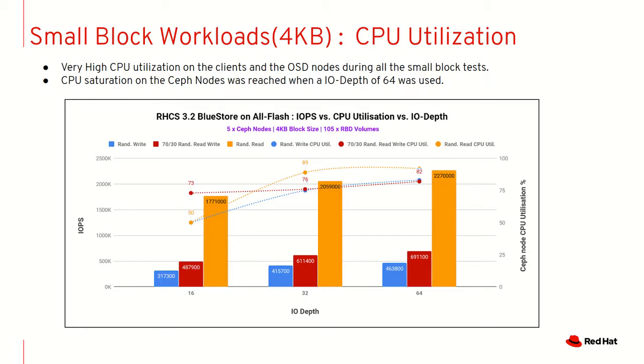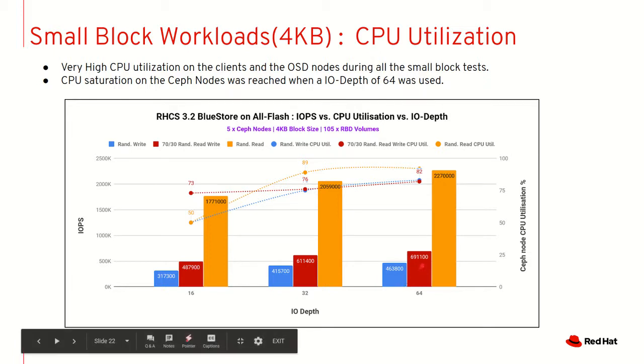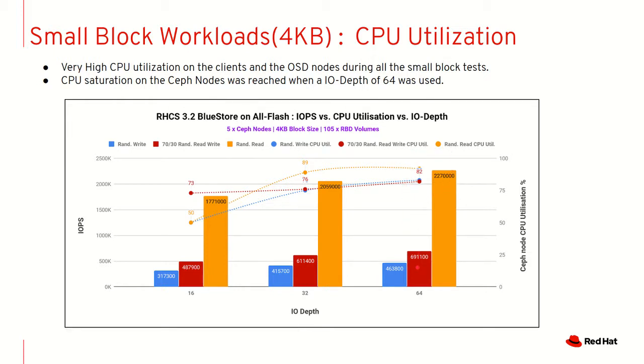As we can see on the graph, CPU saturation on the Ceph nodes was reached with an IO depth of 64. Utilization of the CPU is over 80%, taking into account that these Ceph nodes have hyperthreading enabled. That's quite a high value. Checking the CPU performance stats of the OSD nodes, we could see that the CPU run queue was building up during the length of the test.